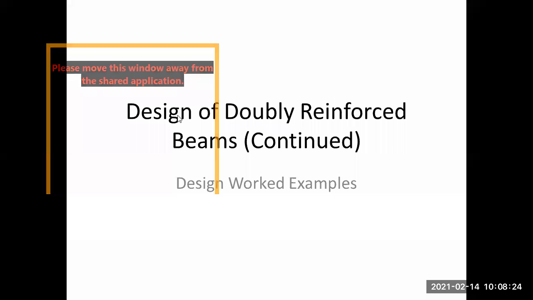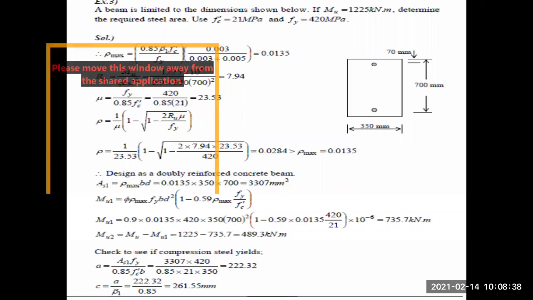So we continue with the design of doubly reinforced beams. We have two examples to solve as homework. Today, we talk about irregular shapes, how to design irregular shapes for doubly reinforced concrete beams.